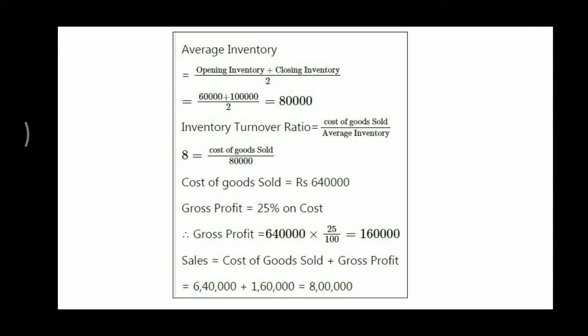Now simply we'll be able to calculate sales also, because we know the cost and we know the profit. So sales is equal to cost of goods sold plus gross profit. So cost of goods sold is 6,40,000. Gross profit is 1,60,000. So sales will be equal to 8 lakhs.